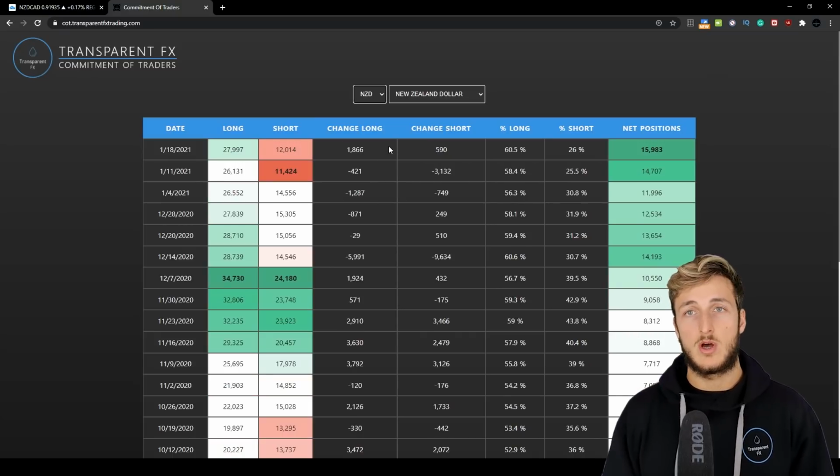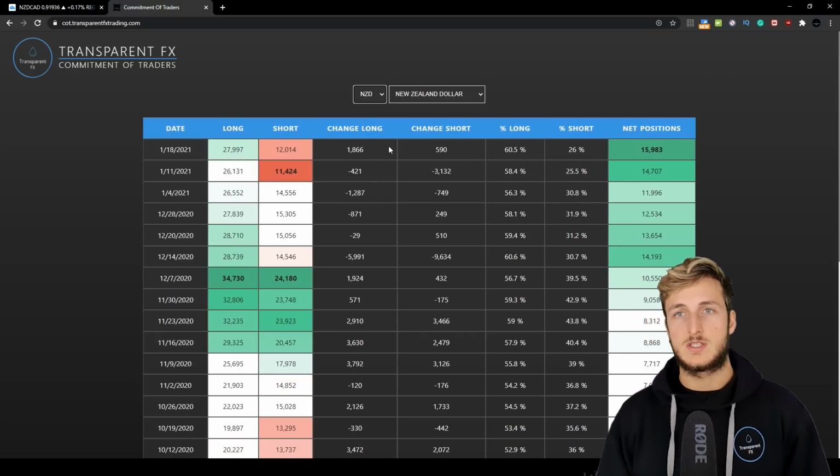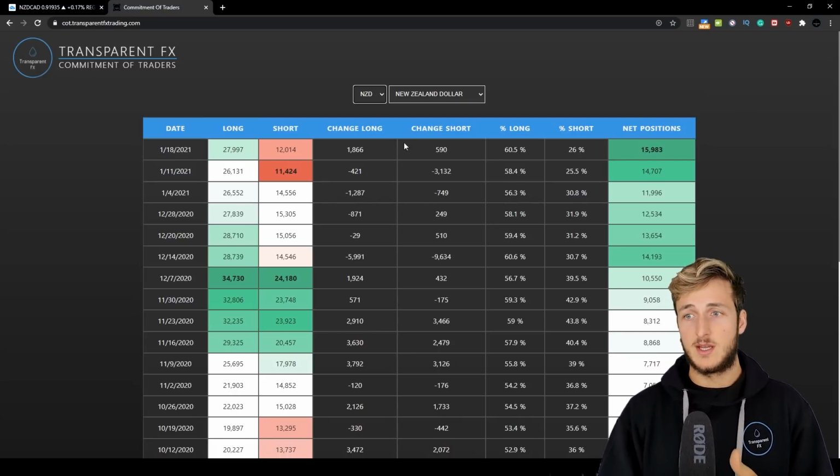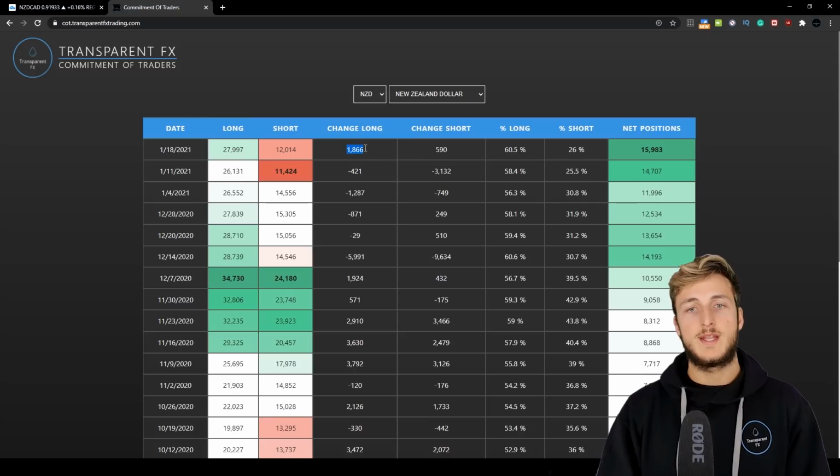So commitment of traders, which is what hedge funds are currently doing in the market. Now, if we check the NZD, what we can see is that with the last report, net positions have increased from 14.7K all the way up to 15.9K. So we had a quite strong increase of the net positioning with another 1.8K longs added with the last report and only 590 shorts. So the NZD is getting quite strong.